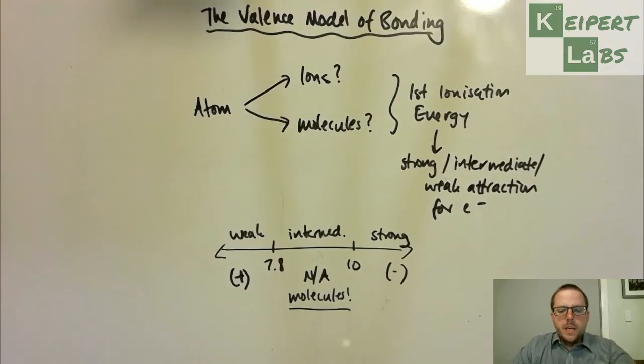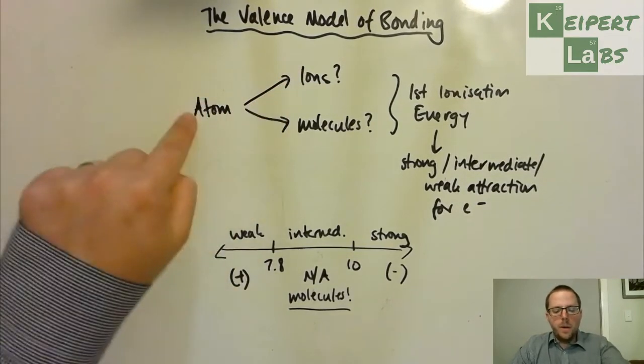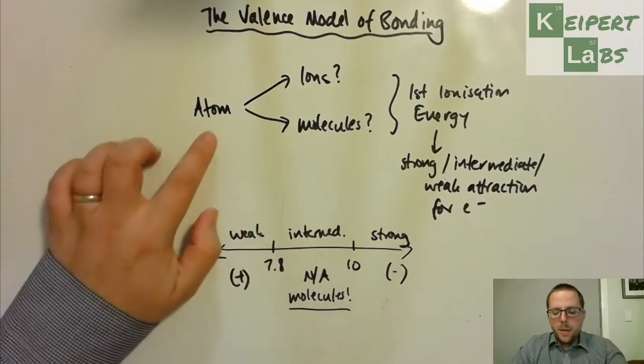In this video we're going to be introducing the valence model of bonding. And we're going to start by quickly recapping some of the key ideas we've been learning about so far. We've seen that we have been interested to know whether an atom will form ions or form molecules when it comes to form a compound.